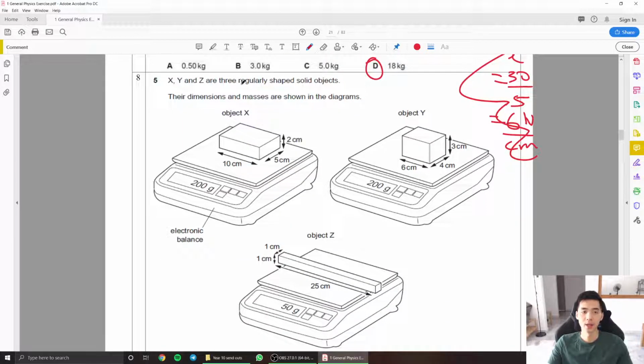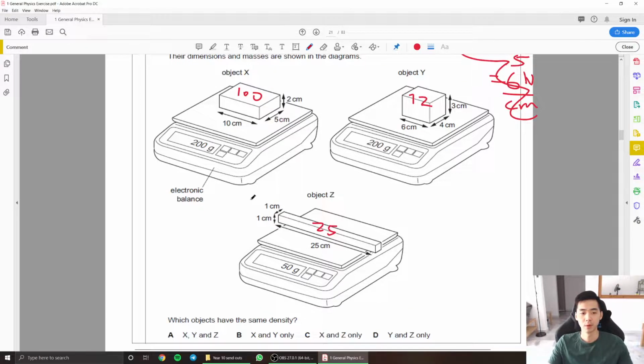X, Y, and Z are 3 regular shaped objects. Their dimensions and masses are shown. 5 times 10 times 2 is going to be 100. 6 times 2 times 6 is 72. 5 times 5 times 1 is 25. Which object has the same density?